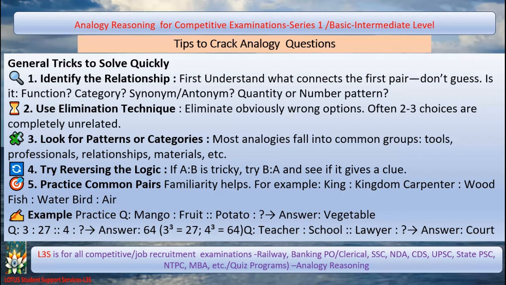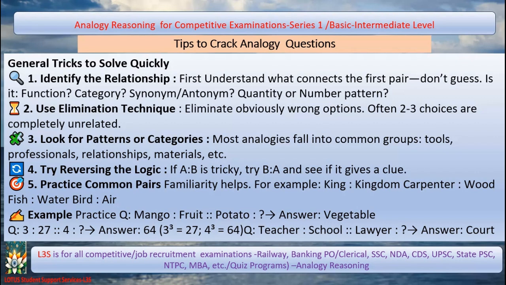Then use the elimination technique. Eliminate obviously wrong options. Often 2-3 choices are completely unrelated. Then it will be easy to find the correct one. Out of 4 options, you already eliminate 2 which you are sure are wrong. Then it will be easy.